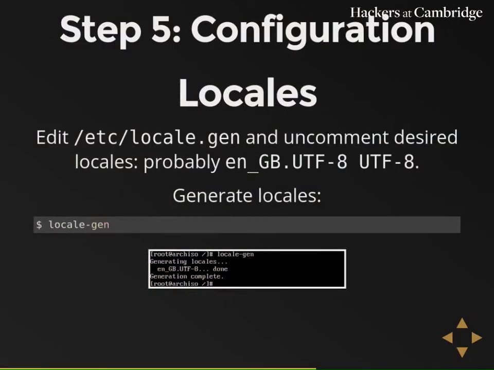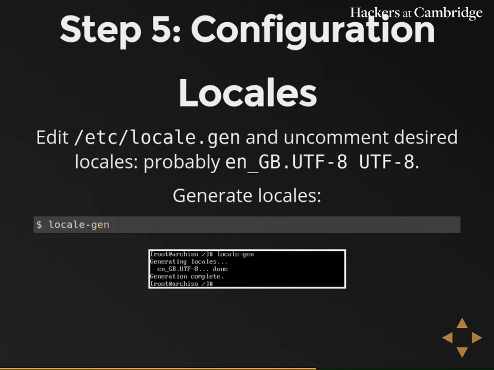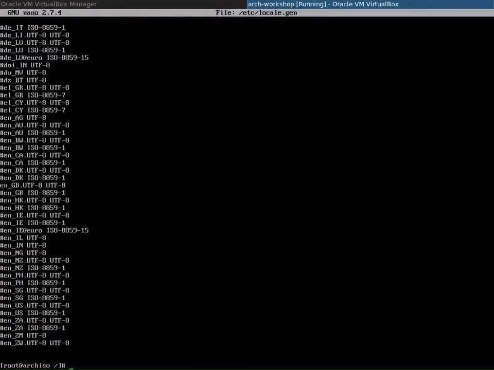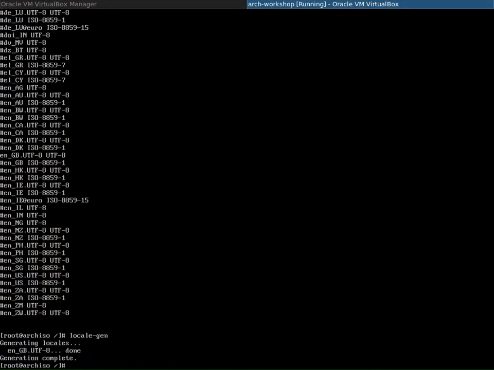And now to actually generate the locales, we type in locale-gen. It's a command. This will generate locales for each one that you've enabled in locale.gen. So if you enable two or more, which one does it switch to? We'll be setting the default locale in the next step. At this point in time, we're just telling the system about the locales that we want it to keep track of, in case you want to change it at a later date. So we'll just type in locale-gen. It's generating locales, waits a moment, and then generation complete.